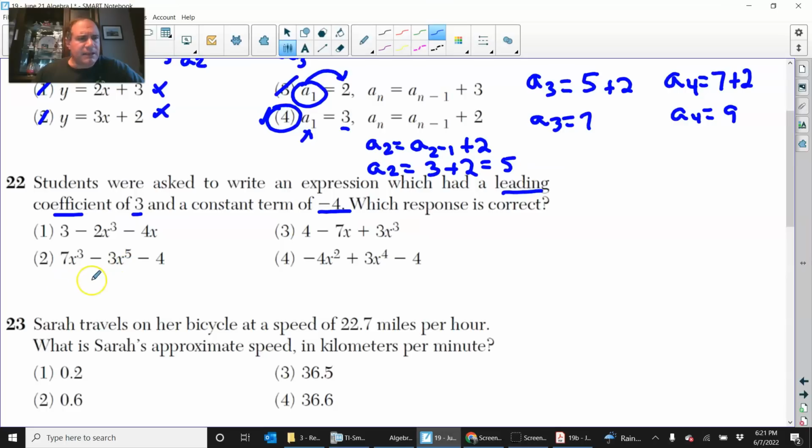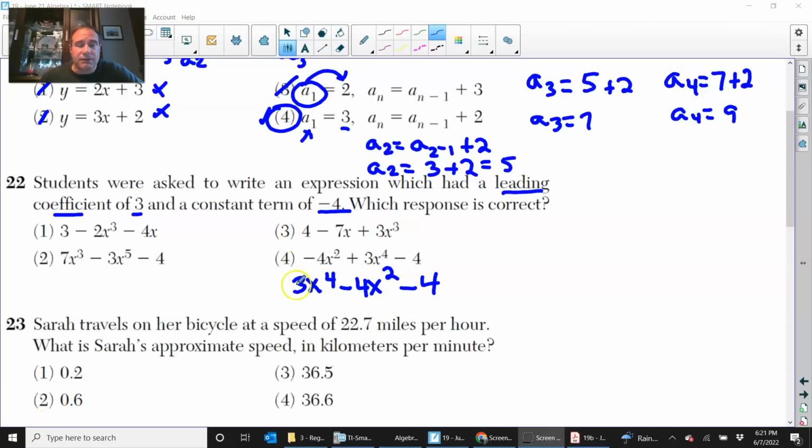So you have a leading coefficient of 3, and a constant term of -4. So we're talking about 3x to the fourth, minus 4x squared, minus 4. And that's the leading coefficient of 3 and a constant of negative 4. And so this is your answer, number 4.